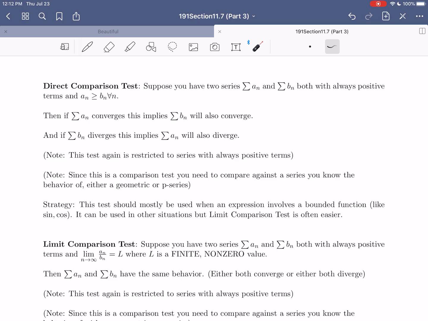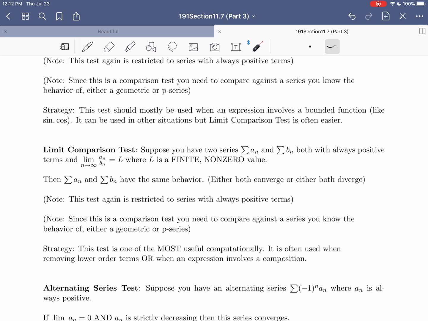You can use it in other situations, but to be honest, limit comparison test, which we're going to talk about next, is often much easier. So again, direct comparison test, there are some very particular situations where it can be useful, but often the limit comparison test is a bit easier. All right, so let's talk about that limit comparison test.